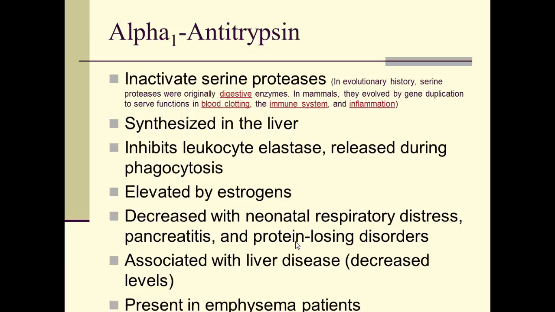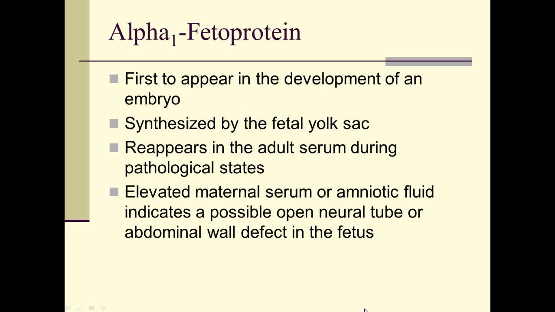It inhibits leukocyte elastase, which is released during phagocytosis, which is unfortunate because obviously we want phagocytosis to happen in the right scenarios. It's decreased with neonatal respiratory distress, pancreatitis, and protein-losing disorders. But usually we see it present in high levels in emphysema patients. Also, it can be decreased with liver disease, but emphysema is where I tend to see that associated with.